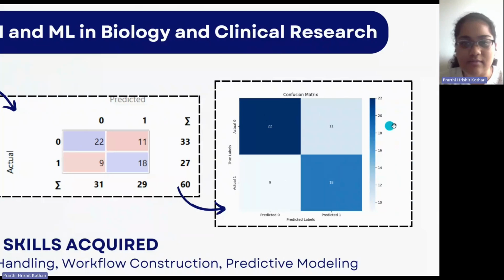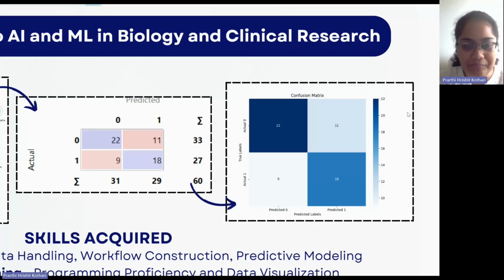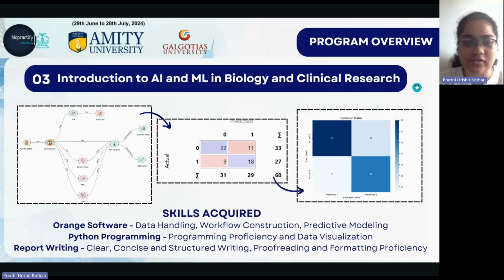And through Python programming, this was how I could further visualize and analyze the results which I had obtained through the workflow. So mainly using the Orange software and Python programming, I learned how to construct a proper workflow and how to determine which predictive models, such as KNN or random forest, I can use for further analysis of my research subject.